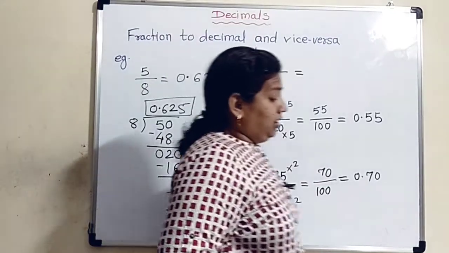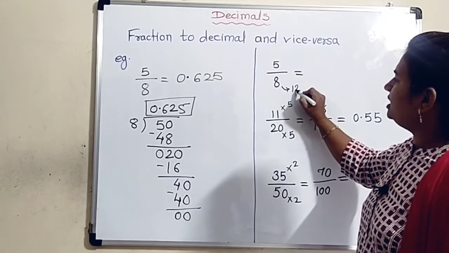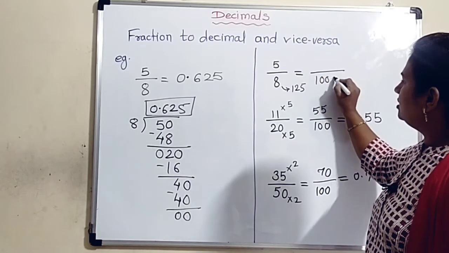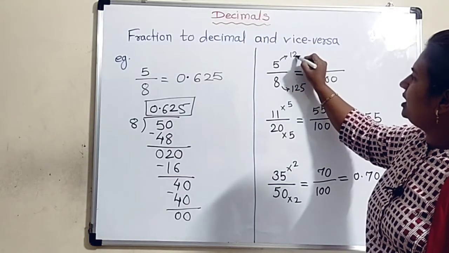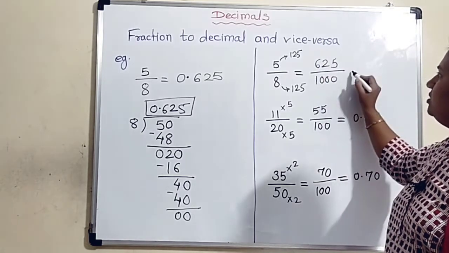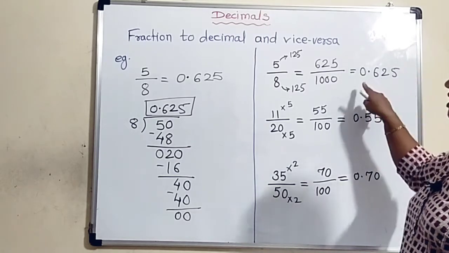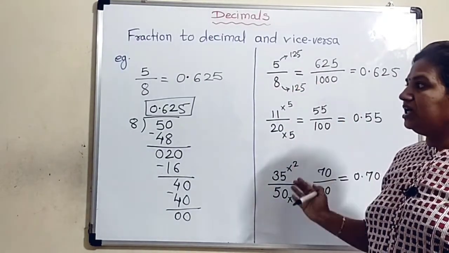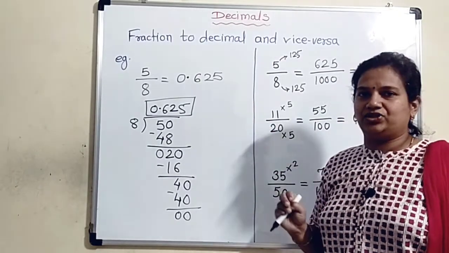But how I can do by converting this? I know that if I will multiply this 8 by 125, I will get the denominator 1000, right? And the same I have to multiply by 125, so I will get 625. Again 3 zeros, so 3 decimal places, 0.625. In both the methods we got the same answer, right? So you can either follow this method by converting the denominators or by the actual division.